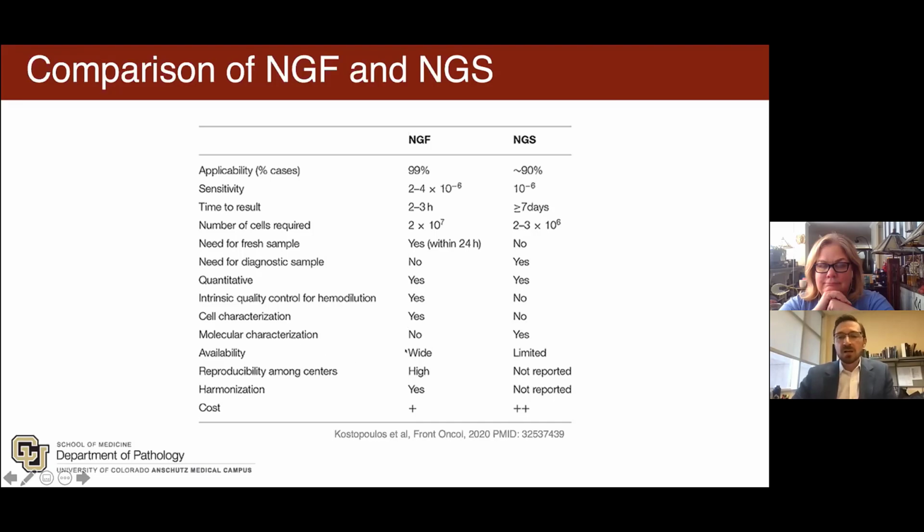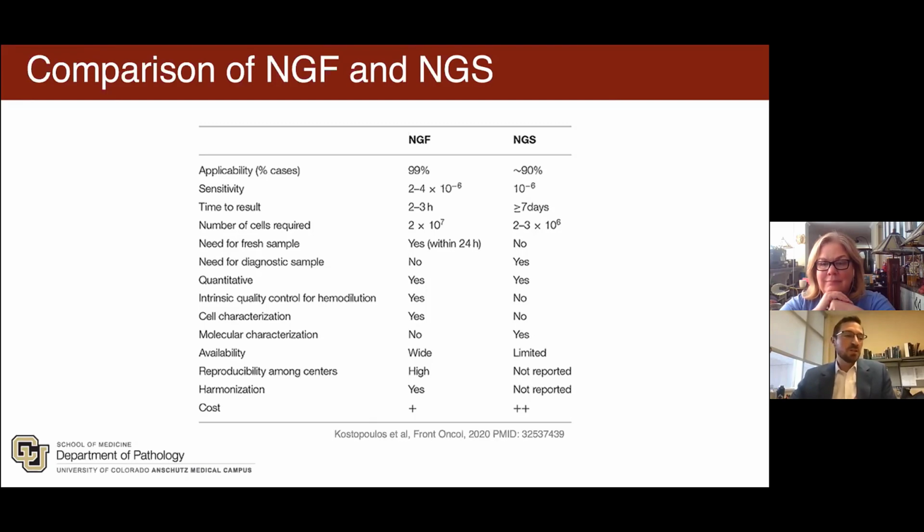They have a variable amount of availability in settings. Even next generation flow is not accessible outside of many large hospital settings. And then another thing that I think about a lot as a clinical pathologist is whether or not these assays are harmonized. So what this means is that if you have a patient who's being treated at Memorial South and they have their creatinine tested by one method, and then they come up to Anschutz and they have their creatinine tested here, are those two comparable, right? In our system, creatinine is comparable, but that's not true for every test at every place.